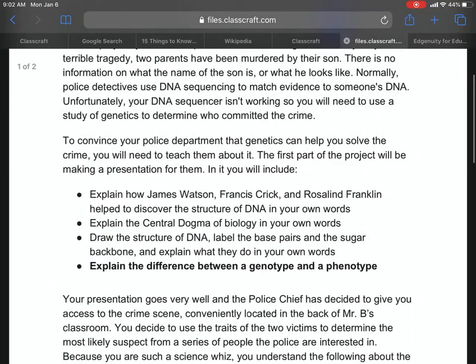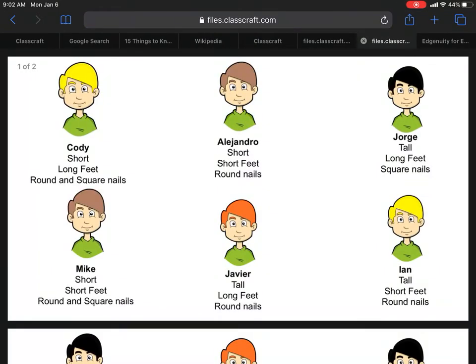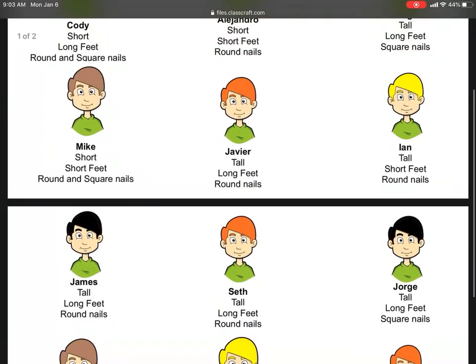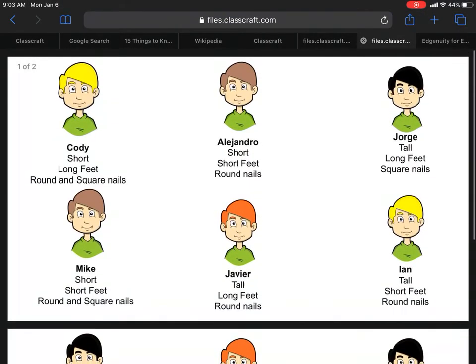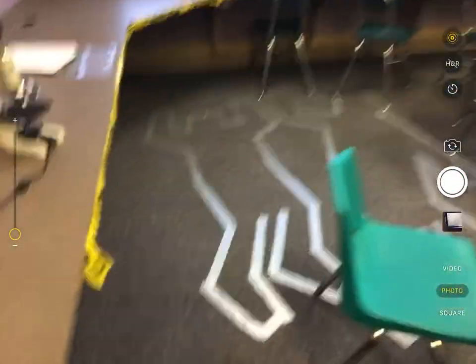So the list of suspects is on Classcraft. You go down to the bottom. The suspect list. So you can see here you have Cody, Alejandro, Jorge, all these different people, and they have different hair color, long feet, and they tell you what type of fingernails they have. So this suspect list will tell you the different potential people.